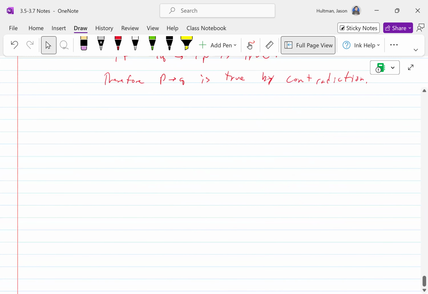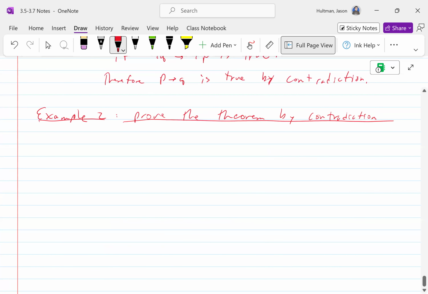Okay, let's do a second example. Example 2. Prove the theorem by contradiction. Theorem: the square root of 2 is irrational. So what would we want to do here to prove this by contradiction? What would we assume?